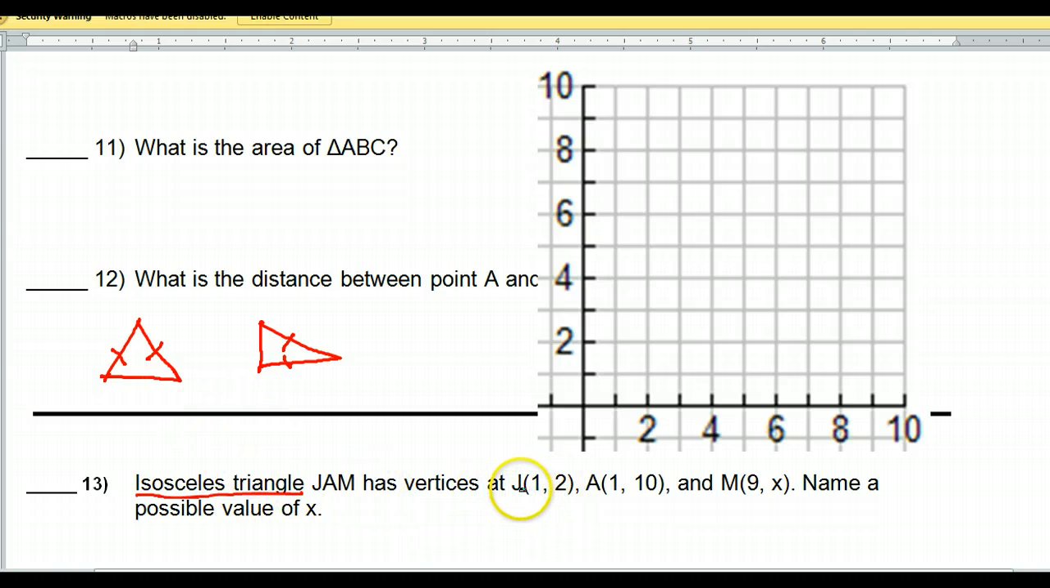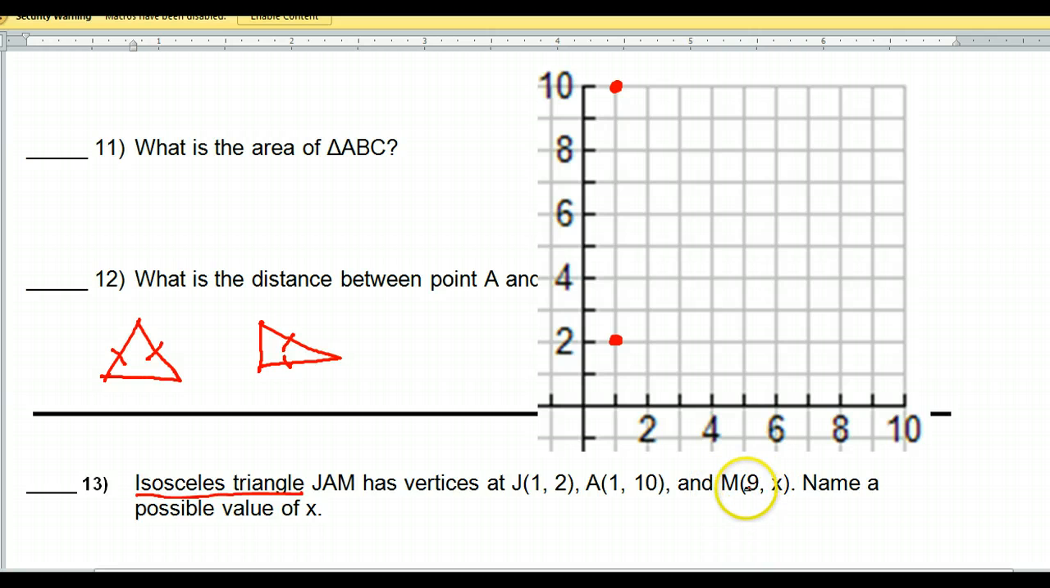But here's what we know. We have one vertex at the point (1, 2). So here's (1, 2). That's a vertex. We have another vertex at (1, 10). So (1, 10) is right there. So this is basically one side of the triangle.